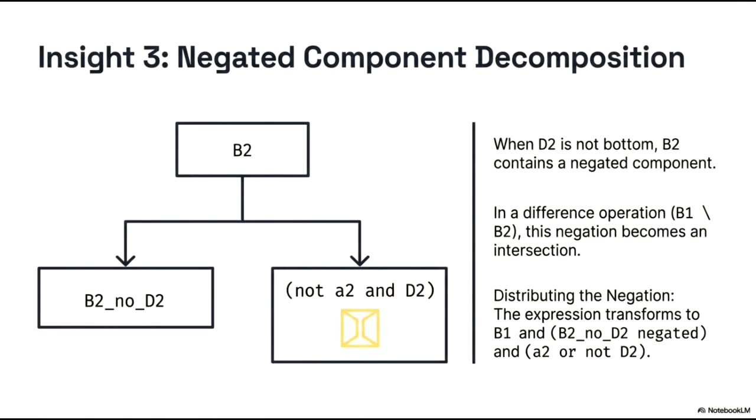When D2 is not bottom, B2 is shown to contain a negated component, specifically the expression not A2 and D2. This decomposition breaks B2 down into B2 underscore no D2 and this specific logical component. In a set difference operation, represented as B1 minus B2, this negation effectively becomes an intersection. By distributing the negation, the mathematical expression transforms into B1 intersected with the negation of B2 underscore no D2 and further intersected with the result of A2 or not D2. This transformation allows for a more granular analysis of how these components interact within the overall logic of the operation.